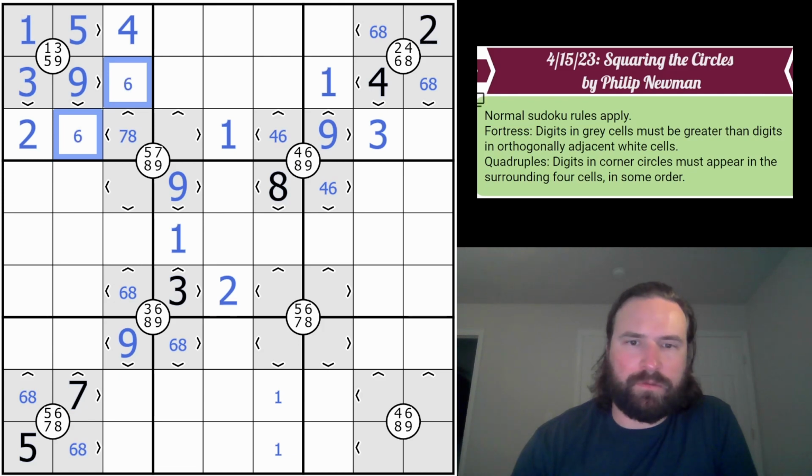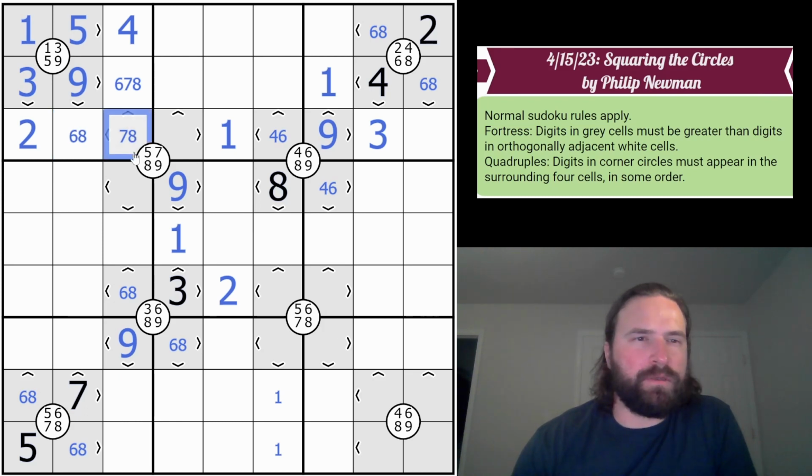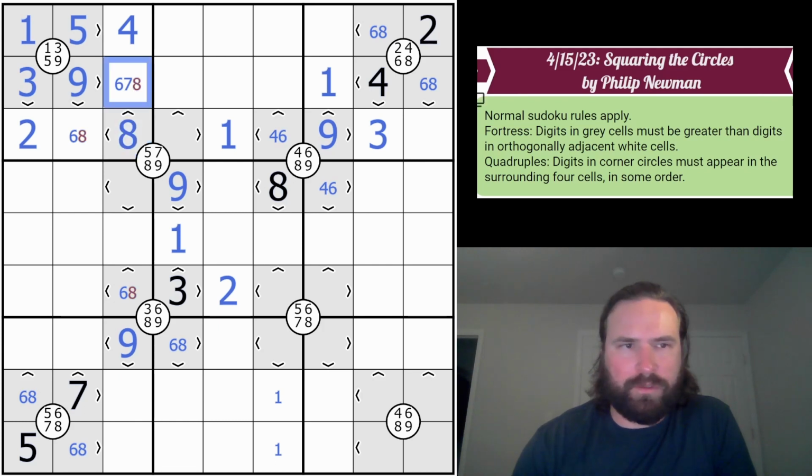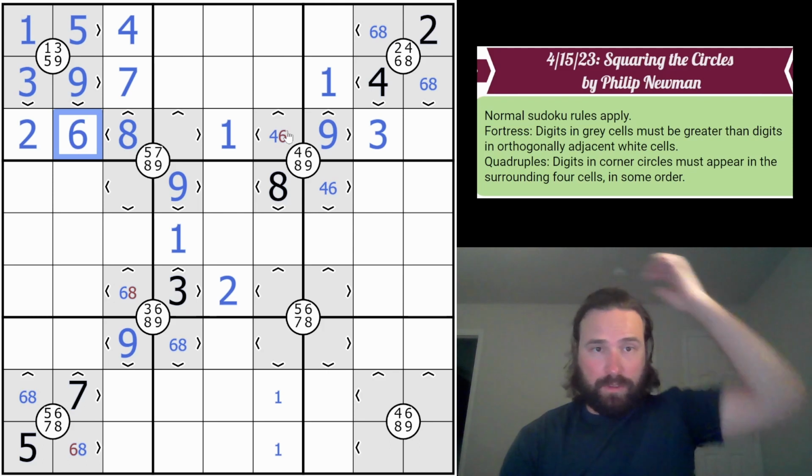I guess we can do that. This one can't be a 7. Wait a second. So this wouldn't work. So this has to be the 8. This and these two have to be 7, 6 because this has to be the higher number. So this is an 8, making this a 7, making this a 7, and this is 6. Sweet. And this is a 4.